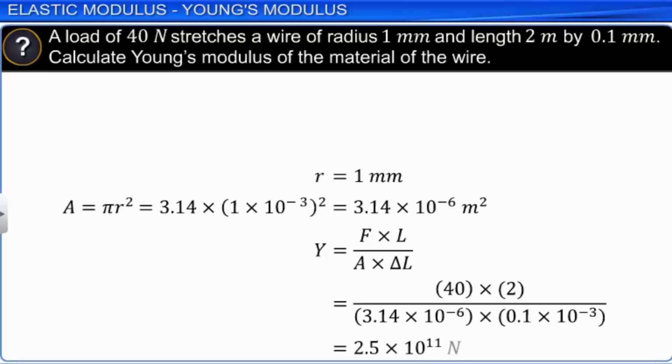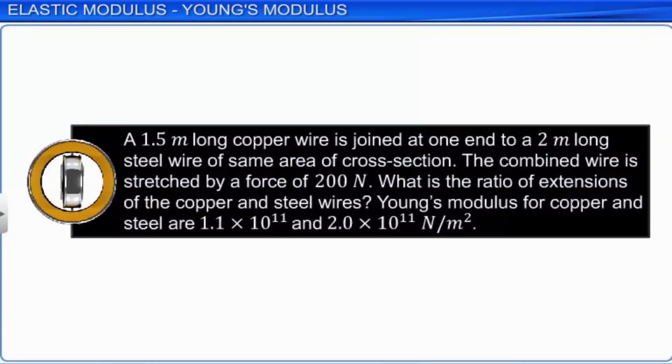A 1.5 meter long copper wire is joined at one end to a 2 meter long steel wire of the same area of cross section. The combined wire is stretched by a force of 200 newtons. What is the ratio of extension of the copper and steel wires? Young's modulus for copper and steel are 1.1 times 10 to the power 11 and 2.0 times 10 to the power 11 newtons per meter square.